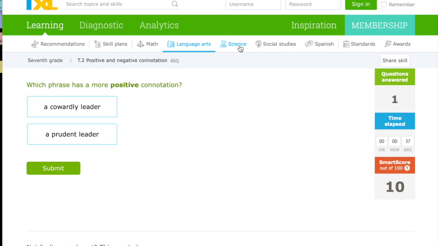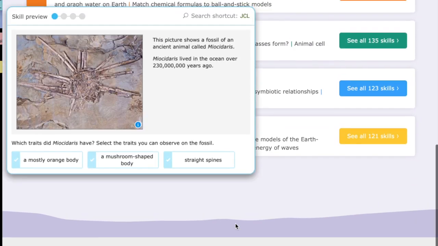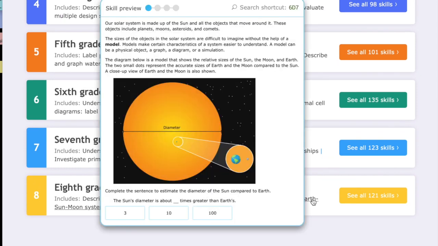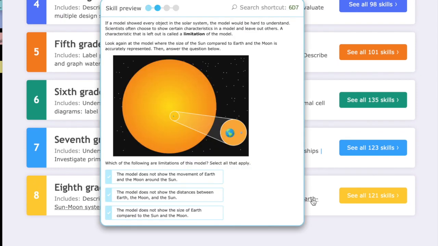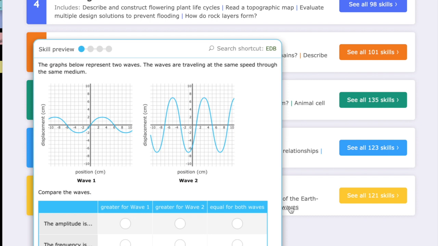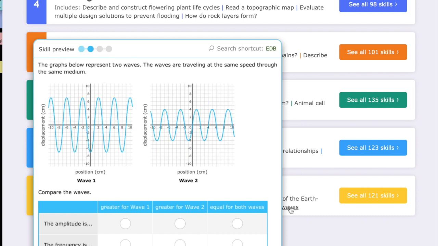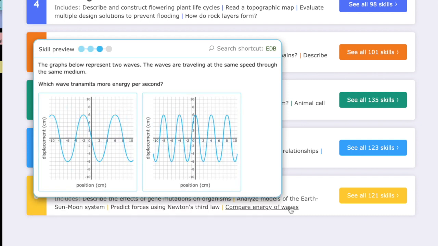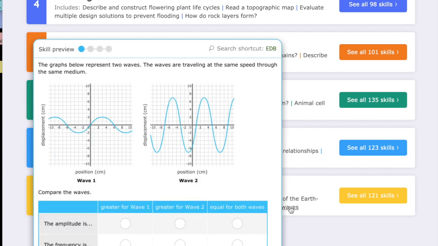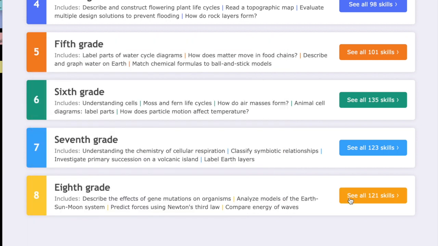I'll have a quick look at science for you as well. Again, it's got all the way to 8th grade for science. Like I said, I haven't really used it in school myself, to be honest, because I'm a physics teacher and I haven't really seen anything that's good for physics. But as you can see here, for example, this one, comparing energy of the waves, I could use that tomorrow. It's brilliant. They're looking at the amplitude of the waves, and it previews, explains what the skill is, explains how to add them together, and it's again really useful.